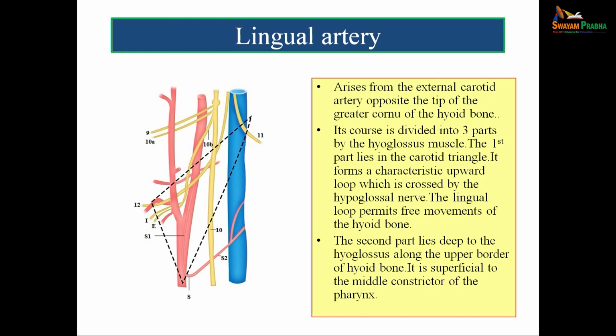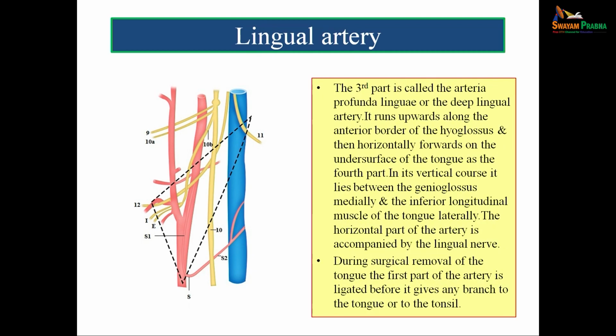So, lingual artery has got an important relationship with the hypoglossal nerve. The lingual loop permits free movements of the hyoid bone. This is the importance of why lingual artery is tortuous in nature, to allow free movements of the hyoid bone. The second part lies deep to the hyoglossus and it is superficial to the middle constrictor of the pharynx.